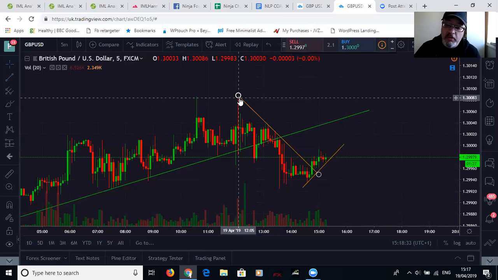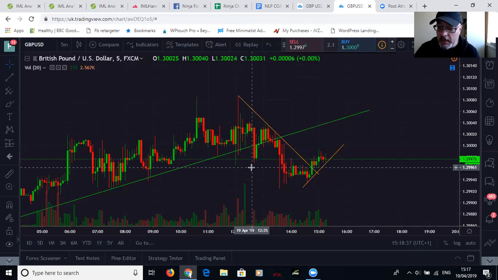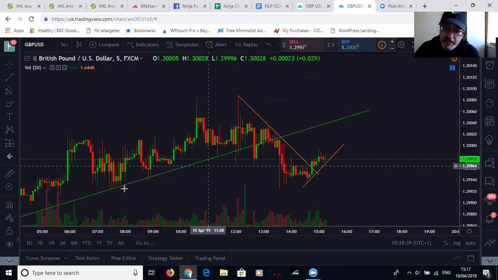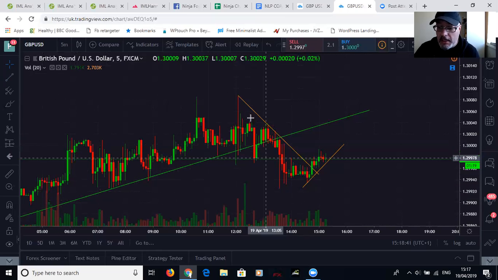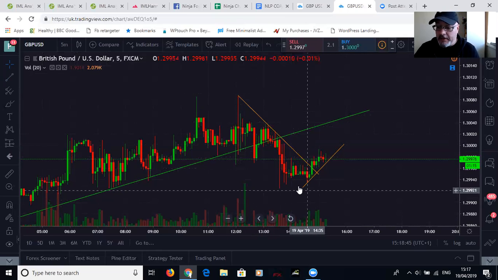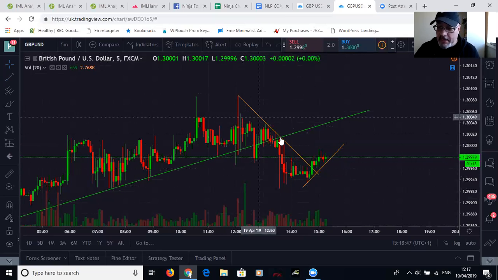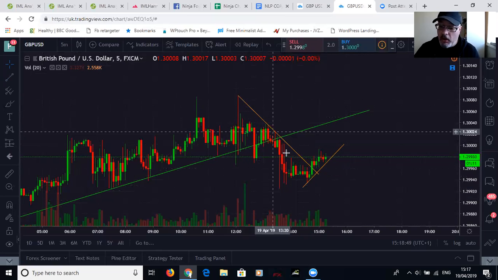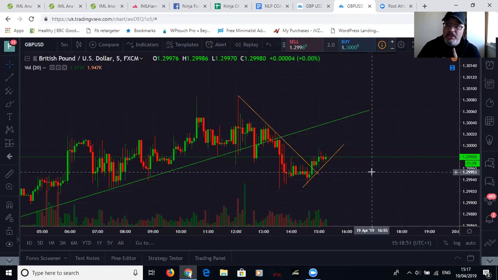You normally use the top of the wicks or bottom of the wicks, depending on which way you're going. As price is moving up, you draw the trend line below. As price is coming down, you draw the trend line above. Try and get as many touches as possible on the trend line. You can use 2 touches to make it a valid trend line, but actually that's just 2 points. So it doesn't really give you a strong trend line.